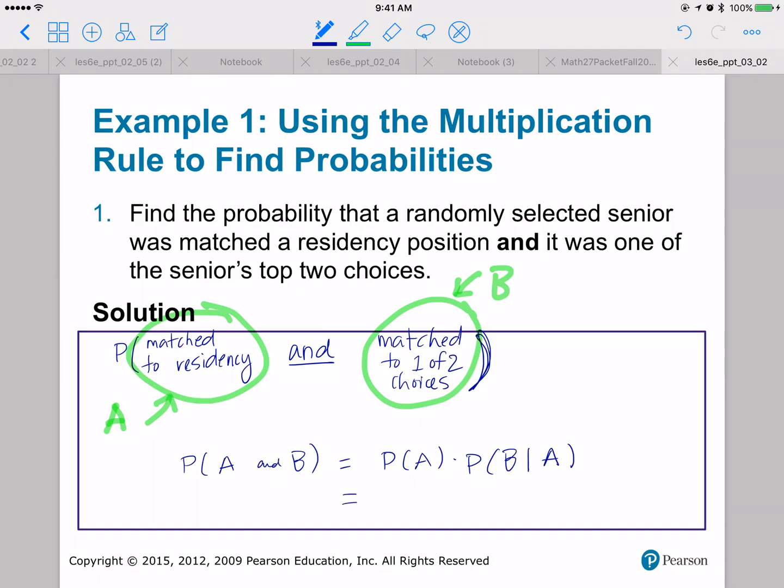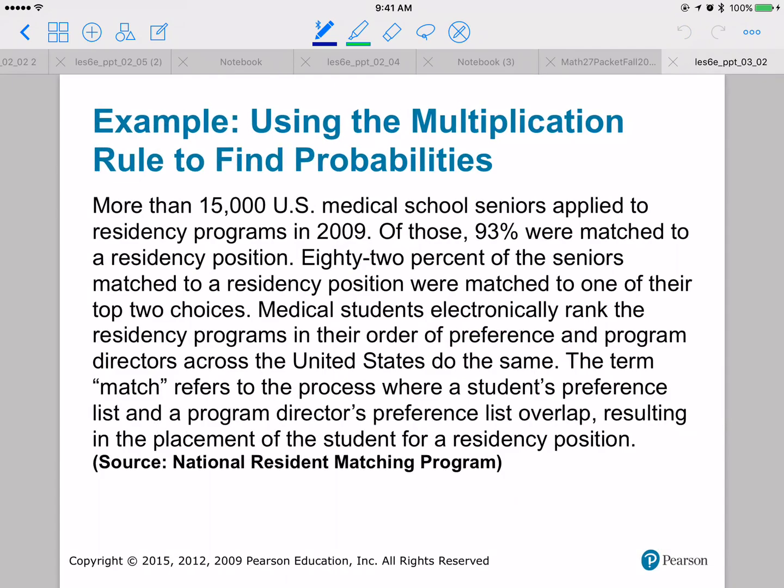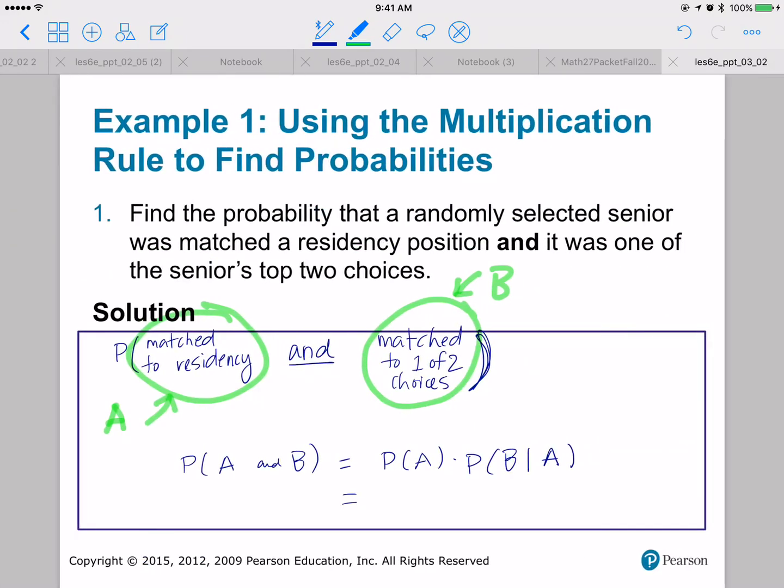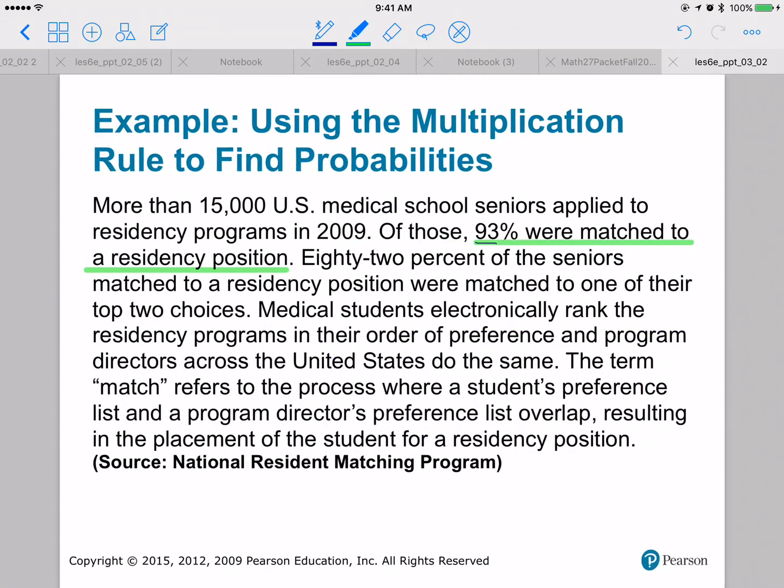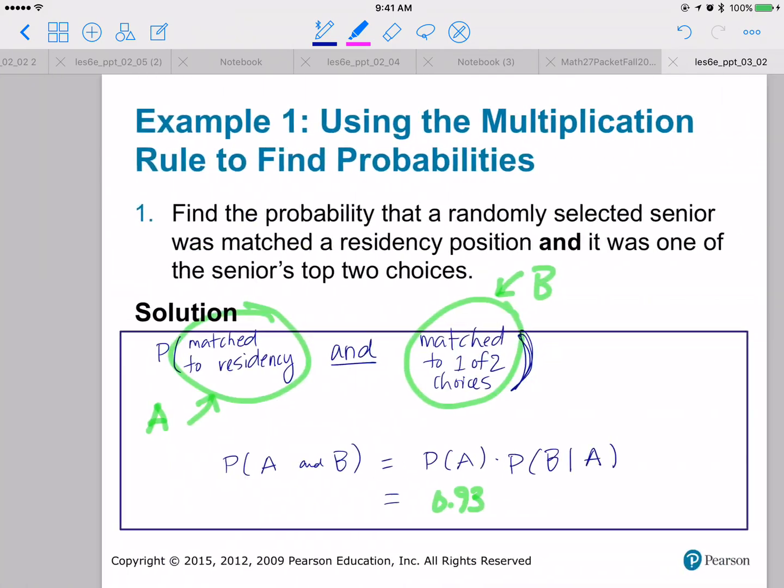What is the probability of A? Which is the probability that you're matched to residency. Let's go back here. The probability that you're matched to residency is going to be 93%. So here we see 93% were matched to a residency position. So P of A is going to be 0.93. And now what is the probability of being matched to one of your 2 top choices, given that you were matched to residency? Well, we can look back here and see that indeed 82% of the seniors matched to a residency position were matched to one of their 2 top choices. So that is 0.82.